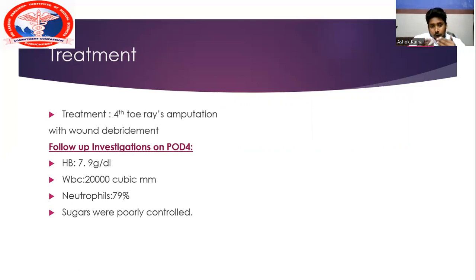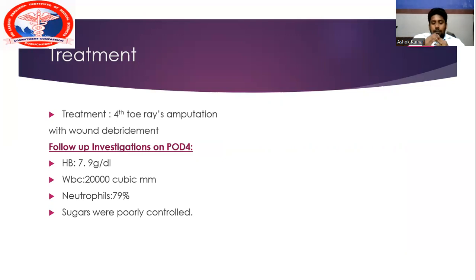Our follow-up investigation on post-operative week 4 showed hemoglobin had dropped a bit, 7.9 gram per deciliter. So we transfused him with 2 units of packed red cells. His WBC was not coming down even with sensitive antibiotics. Neutrophils were elevated at 79%. Even with insulin, his sugars were poorly controlled.